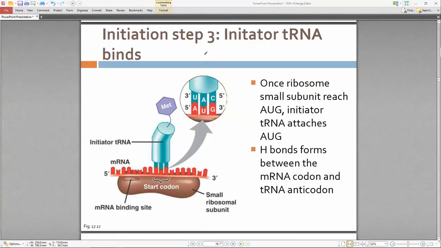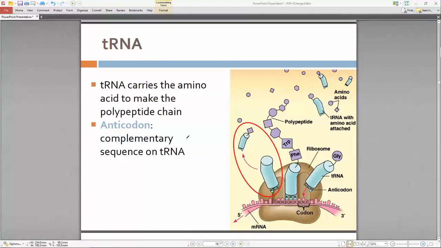So, initiation step 3. The initiator tRNA binds. Once the ribosome small subunit has reached AUG, the start codon, an initiator tRNA will attach to AUG. The way it attaches is by the initiator tRNA and the mRNA hydrogen bonding. Hydrogen bonds form between the mRNA codon and the tRNA anticodon. tRNAs are called transfer RNA, and tRNA carries amino acids to make the polypeptide chain. What are anticodons? Anticodons are complementary sequences on the tRNA.